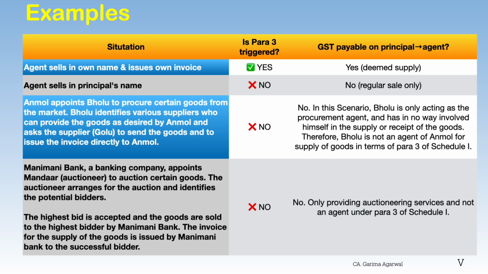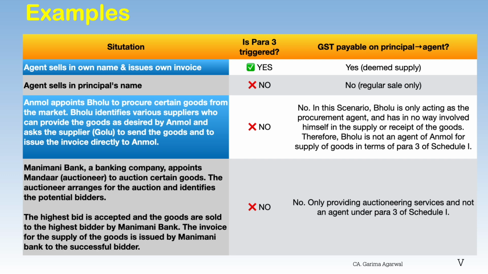1. Agent sells in his own name and issues own invoice the goods of the principal. Is para 3 triggered? Yes. GST is payable on a supply between principal to agent? Yes, it's a deemed supply. Agent sells in principal's name. Will para 3 be triggered? No, because it's a regular sale.